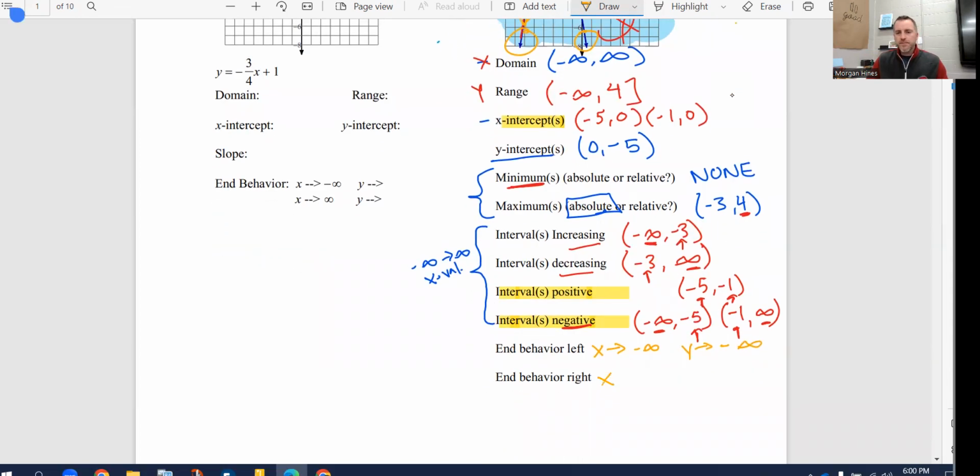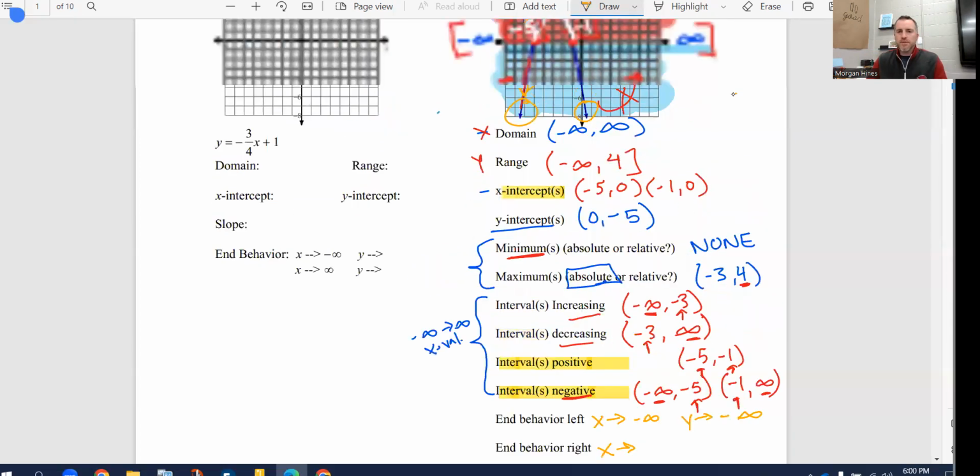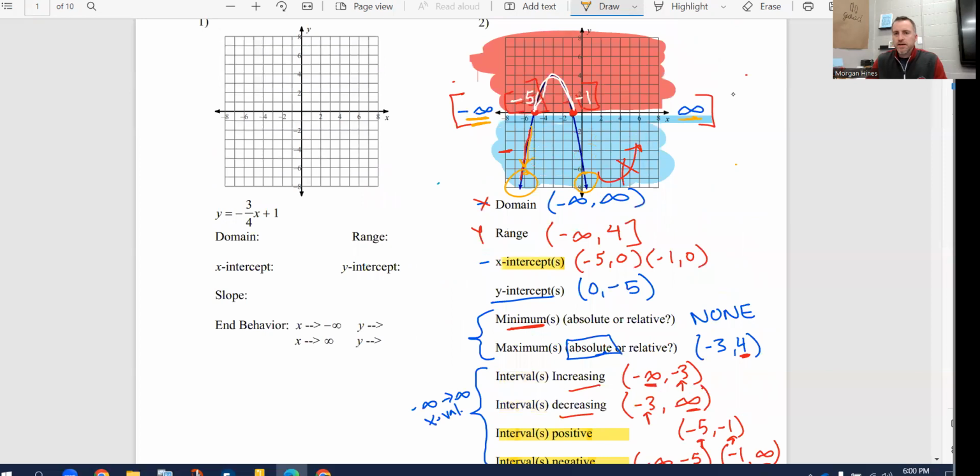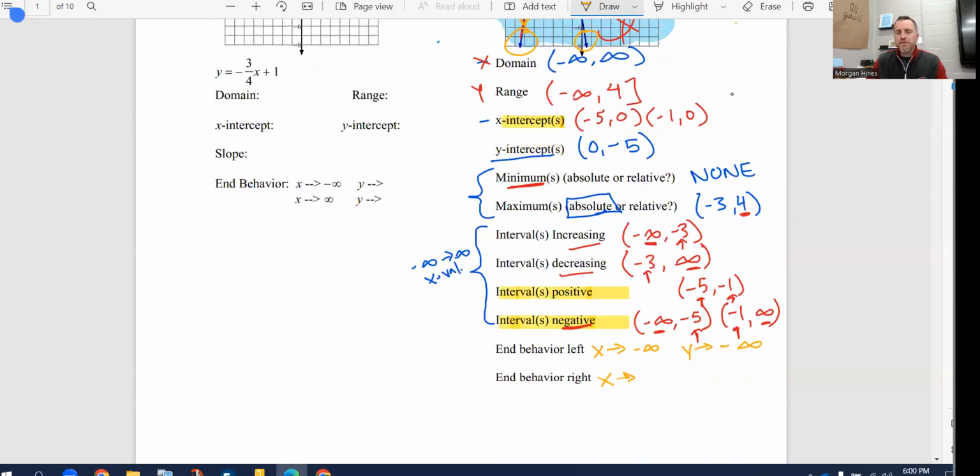On the right side, what's going on? Hey, that's where positive infinity is. So if you move to the right on this function, the x values will get bigger and bigger and bigger forever. And what happens to the y values during that time? They start to go in the negative direction, and they get more and more negative forever. So that's the end behavior.